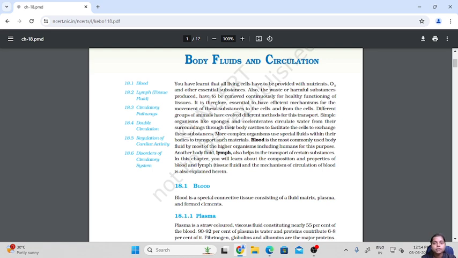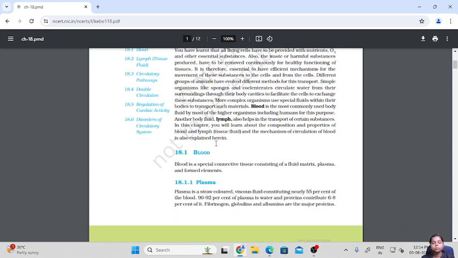Simple organisms like sponges and coelenterates circulate water from their surroundings through their body cavities to facilitate the cells to exchange substances. Complex organisms like mammals make use of a special fluid, which is common in all, that is the blood, the most commonly used body fluid. Lymph is also another body fluid that helps in the transport of certain substances.